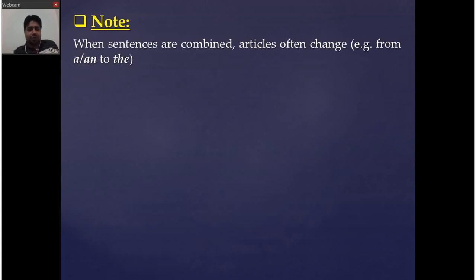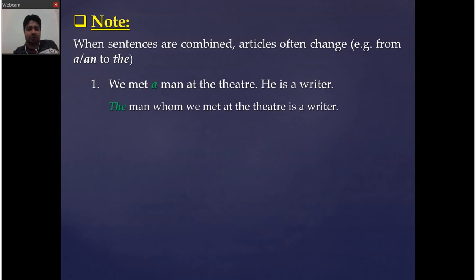One is, when sentences are combined, articles often change. Mainly we change the indefinite articles a and an to the definite article the. Let's see the change that happens. Examples, of course. We met a man at the theater. He is a writer. Now here the man is indefinite. We don't know, it can be any man. When I say we met a man, it can be anyone. But when I say something like this, the man whom we met at the theater is a writer.